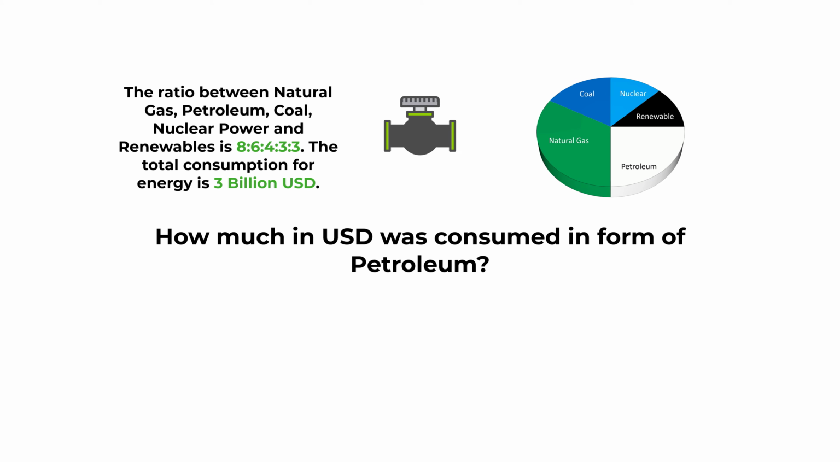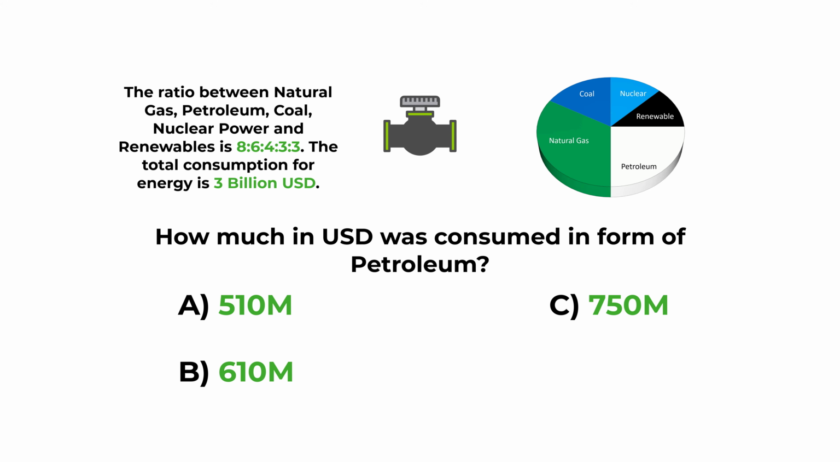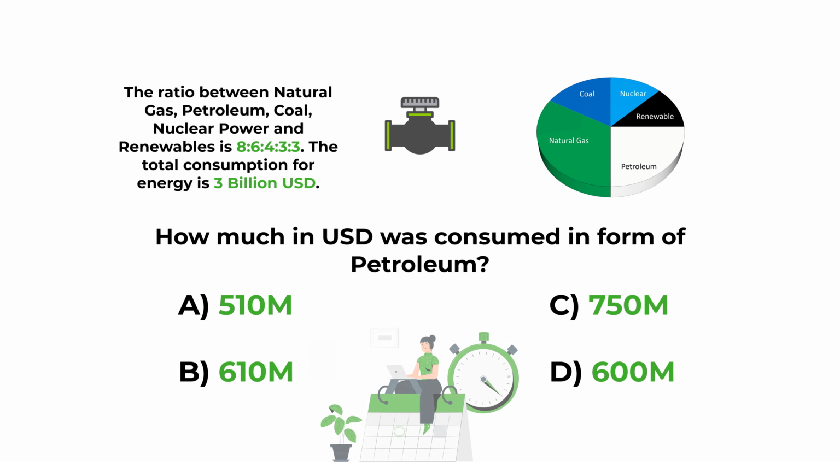You're presented with 4 different choices. Choice A, 510 million. Choice B, 610 million. Choice C, 750 million. And choice D, $600 million. Do you see the answer? Do you know how to calculate these types of problems? Give yourself 10 to 15 seconds, maybe 20 to 30 seconds, to see if you can come up with the solution. Ready or not, I am going to go ahead and reveal the solution and the way to solve these types of problems on the test.